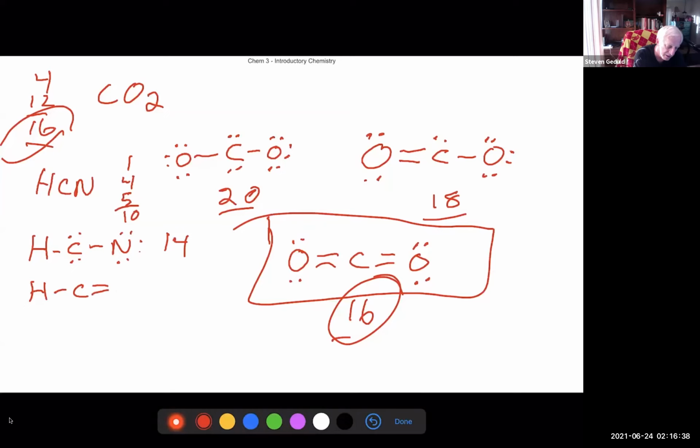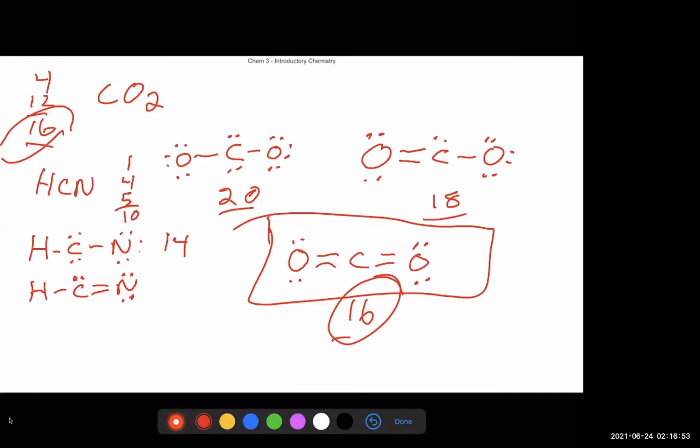So let's do a double bond here. And then make this have 8. 2, 4, 6, 8. Make this have 8. 2, 4, 6, 8. Now everything has 8. Hydrogen has 2. Count them. How many electrons? Well, 12.